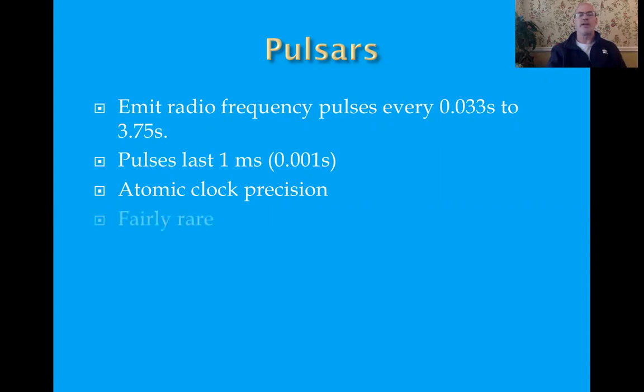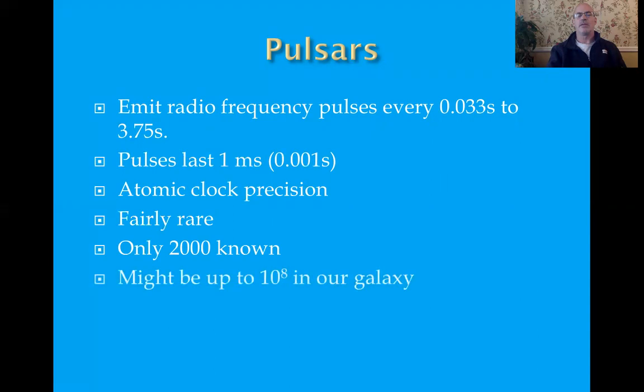They're fairly rare. There's only about 2,000 known. However, it's thought, based on what we'll learn today, that there might be up to like 100 million in our galaxy alone. So they're rare in the sense that we've only discovered 2,000, but there may be many, many more than that. They emit electromagnetic radiation over a large range of frequencies.